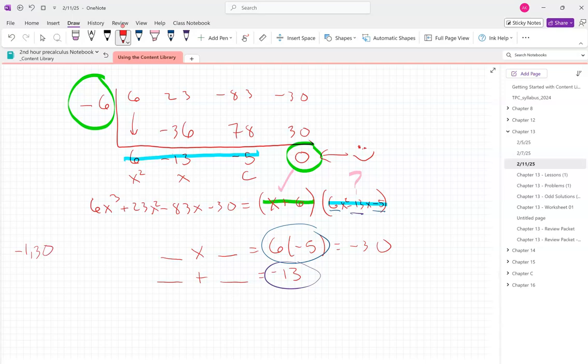So I have negative 1 and 30, and then 1 and negative 30. Neither of those add to give me negative 13 though, right? Then I have negative 2 and positive 15, and then 2 and negative 15. There they are. So again, just start listing the factors, starting with 1 in the number, and eventually you'll find what you're looking for.